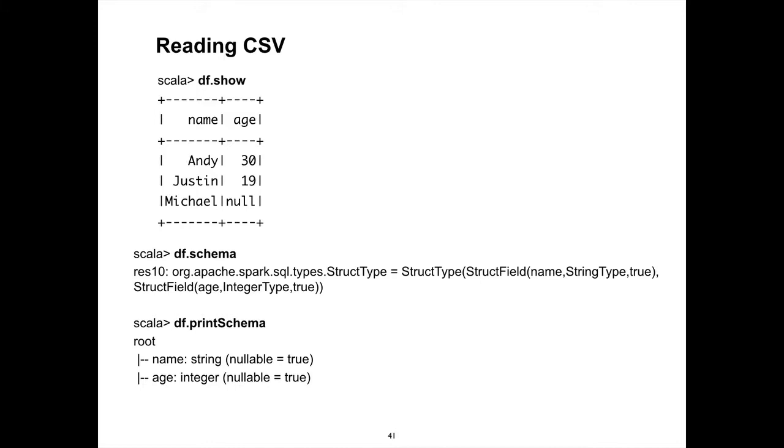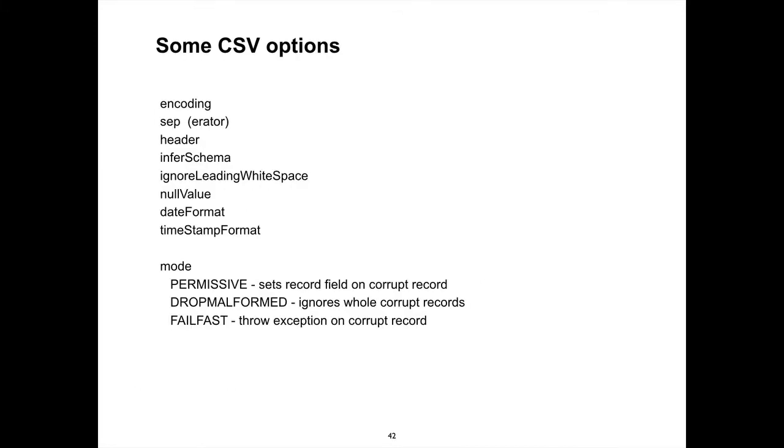Then if you want to see the data frame, we can do show on it, ask for the schema. We can print the schema, and so it gives us a little more readable format for it. So we can read JSON, we can infer what's going on, we can read comma-separated files. With comma-separated files, we have a bunch of options we can tell it about.